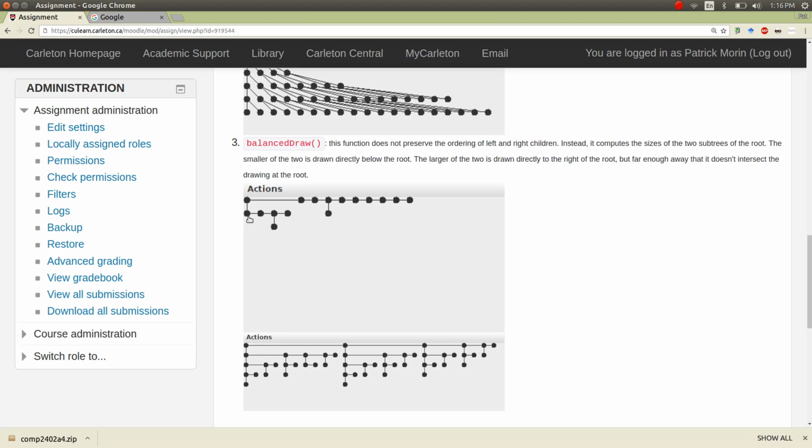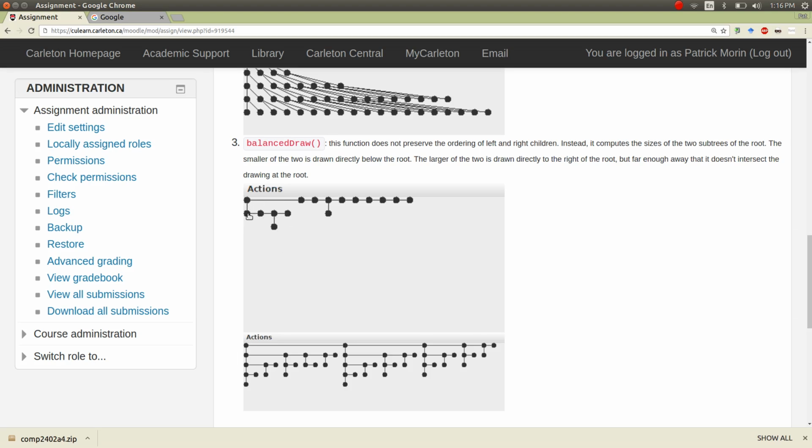That tells you the position of the root of this new subtree. And it's drawn recursively the same way. So you look at the smaller of those two children, and the smaller one goes directly below. If you look at this example, the root had two children. One had 1, 2, 3, 4, 5, 6, 7, 8, 9, 10 nodes. The other one had 1, 2, 3, 4, 5. So the one with 5 got drawn below.